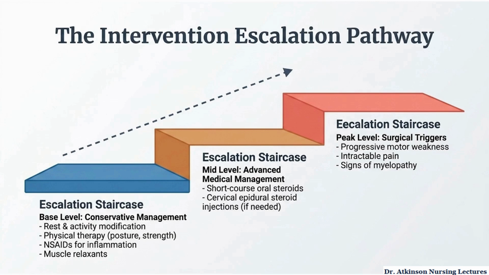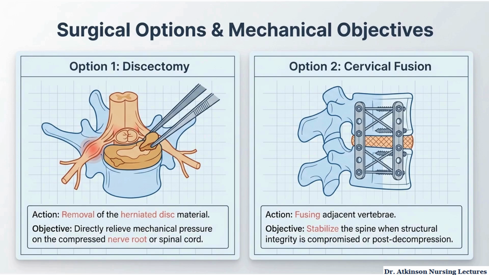If symptoms persist, treatment may escalate to oral steroids or cervical epidural steroid injections. Surgical intervention is considered for progressive motor weakness, severe uncontrolled pain, or signs of cervical myelopathy. Discectomy removes the herniated disc material to directly relieve pressure on the nerve root or spinal cord.